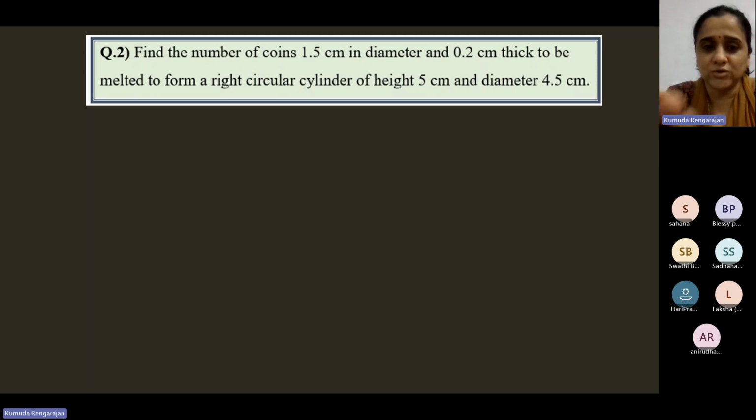And you have the radius and height. You can see that it is 1.5 centimeters in diameter, so you know the radius. And thickness is the height. The thickness of the coin is the height of the coin.